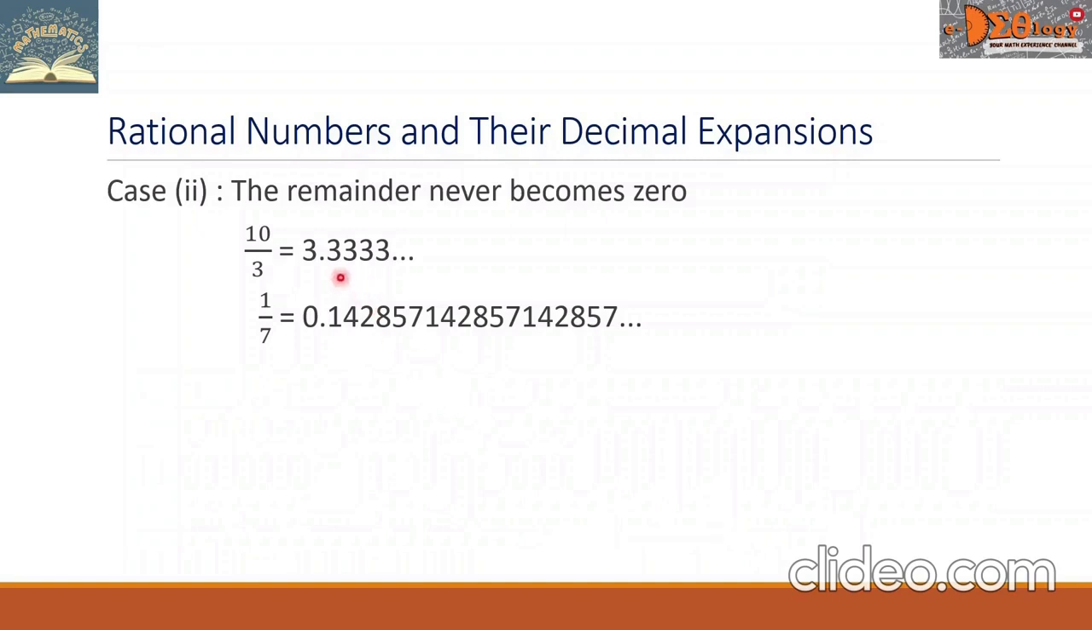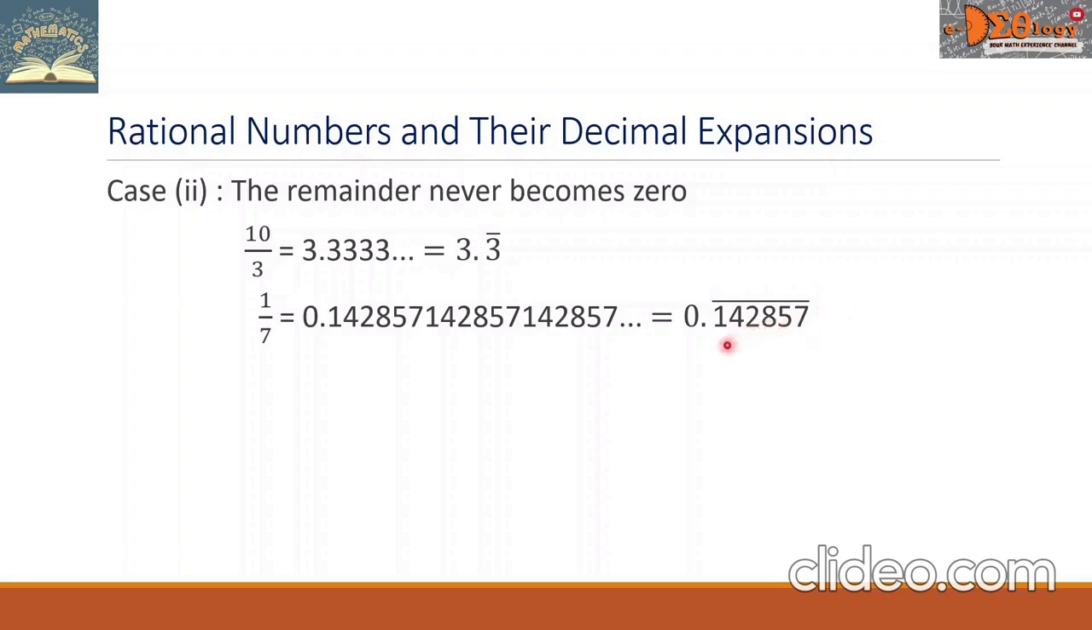Some books will write 3.3333 and so on with this notation: 3.3 with a bar on the 3. That means the digit 3 is repeating. In the same way, for this example 1 over 7, with this long list of decimals, we have 0.142857 with a bar on top of all these digits.